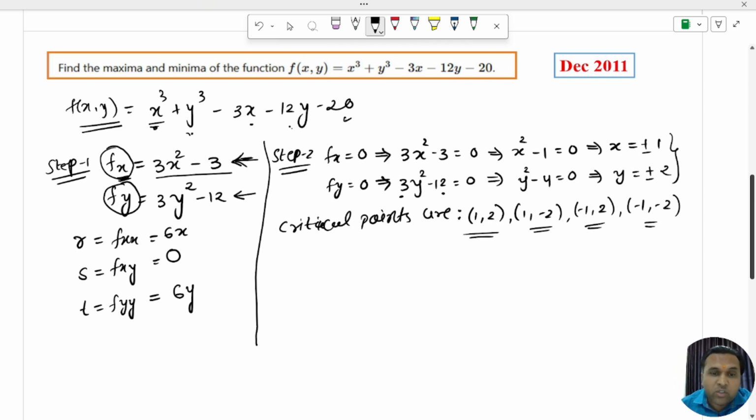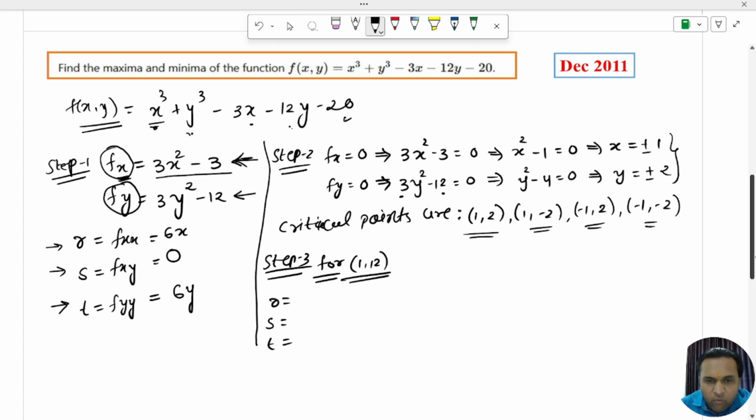So now step 3. You have to check for everyone. Here I will give you an example; you have to check for all the points. Check for (1, 2). For (1, 2), what is your r, what is your s, and what is your t? So here we have r, s, and t, right? For (1, 2) you have to take x equal to 1 and y equal to 2.